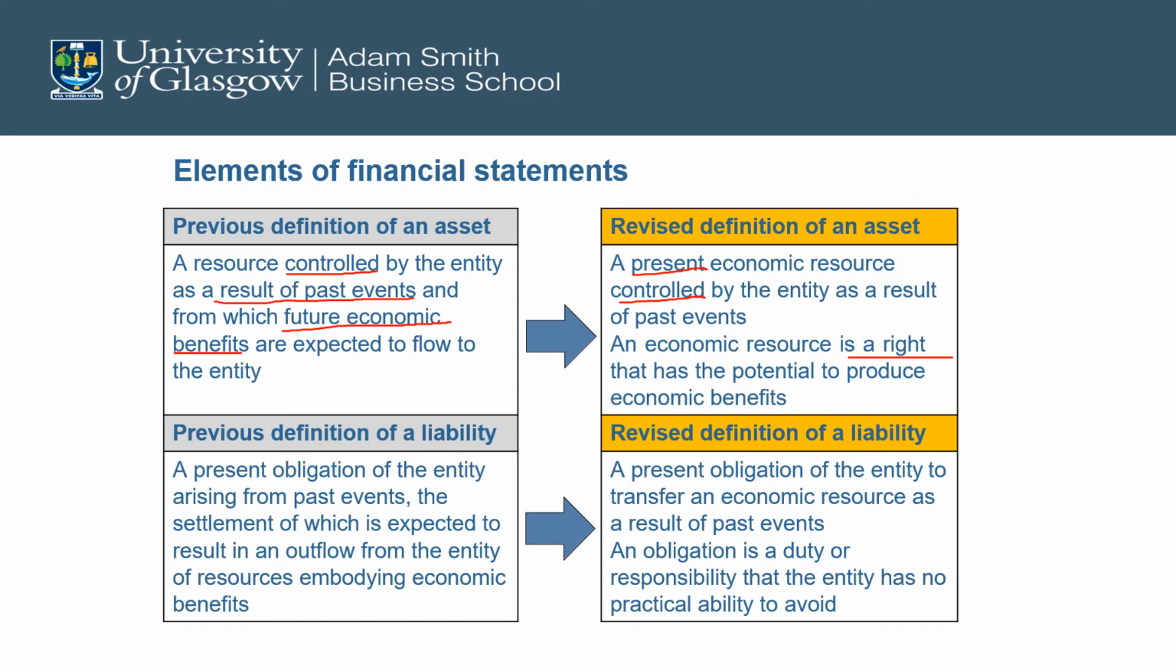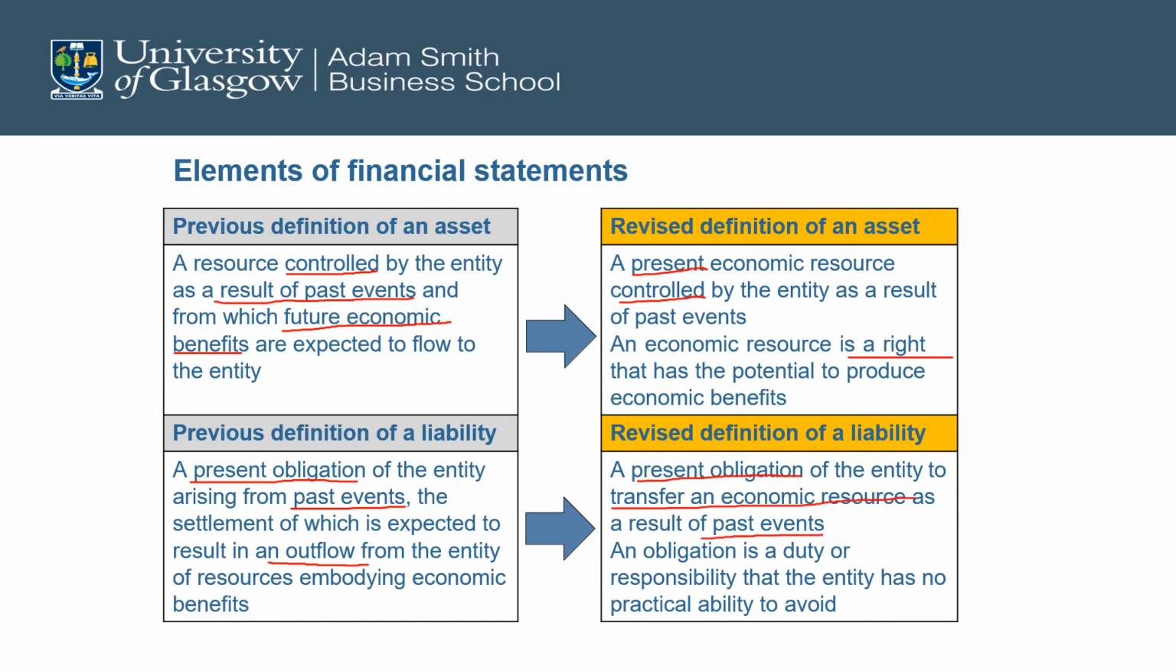Let's look at liability. The previous version of liability is defined as a present obligation as a result of past events, the settlement of which is expected to result in an outflow from the entity of resources embodying economic benefits. So the new definition again is consistent with the idea of assets. It also has two parts, just like asset. The first part defines what a liability is: a present obligation to transfer an economic resource as a result of past events.